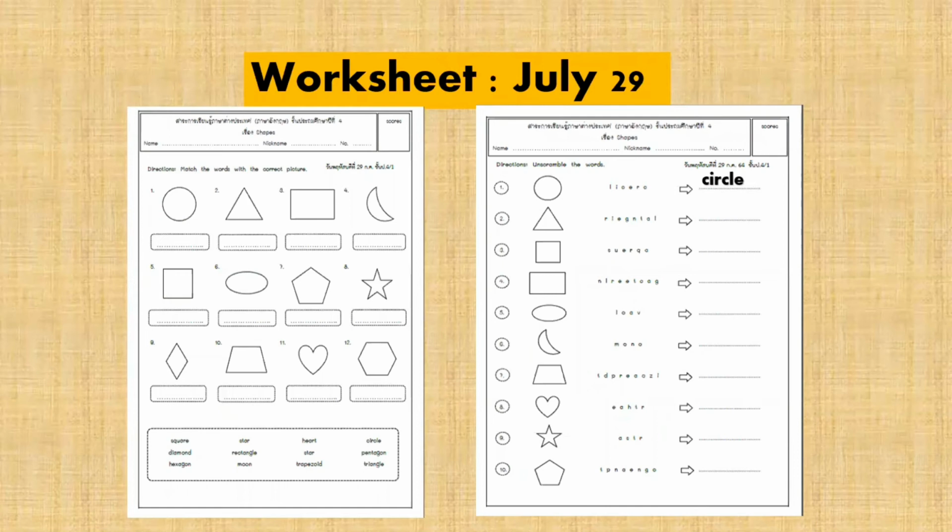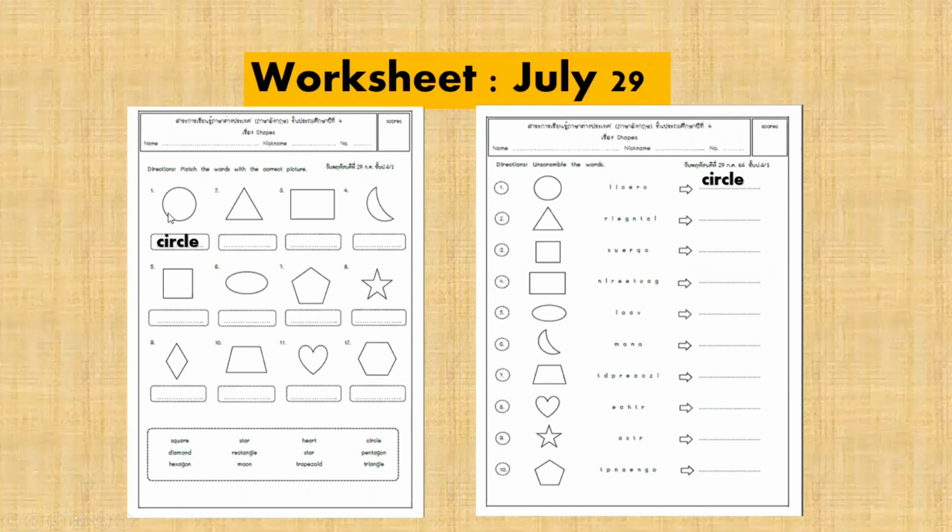Good job, everyone. I hope you learned something about the shapes. Now, for today, we will going to learn our worksheet for July 29th. We have 2 worksheets. Worksheet number 1, we have some choices below. As you can see, we have 3, 6, 9, 12 choices. And you have 12 items to answer. Now, match the words with the correct picture.